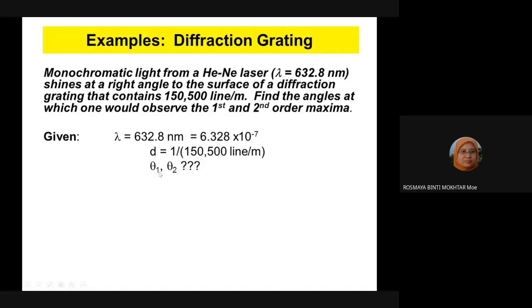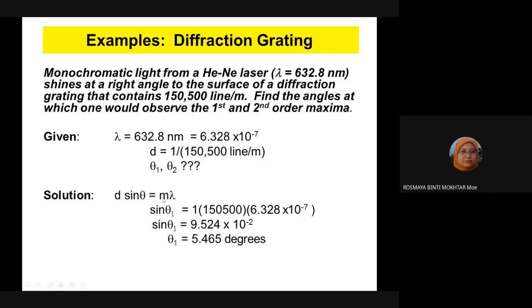Okay, so we are going to determine theta 1 and theta 2. So the angles at first and second order maxima, we rename as theta 1 and theta 2. So we use the formula d sin theta equals m lambda. So m is 1 and m is 2. So we calculate for m equals 1 first. So for m equals 1, we get theta equals 5.465 degrees. For m equals 2, we get 10.98 degrees.